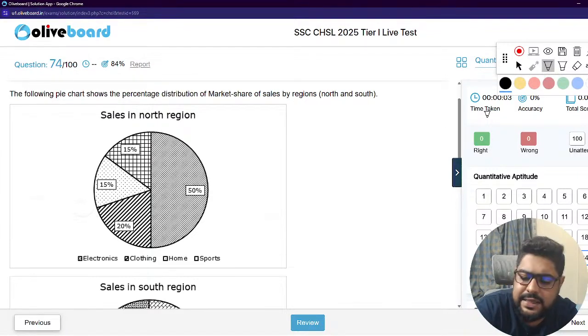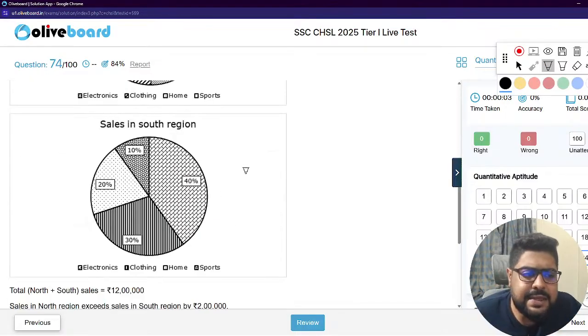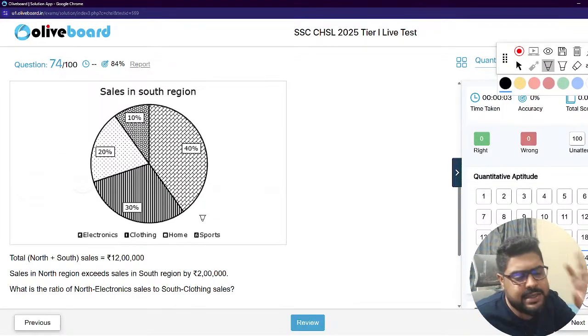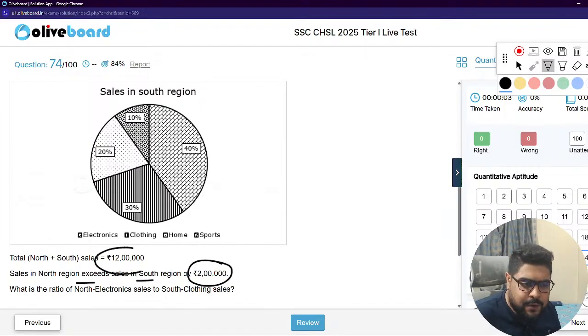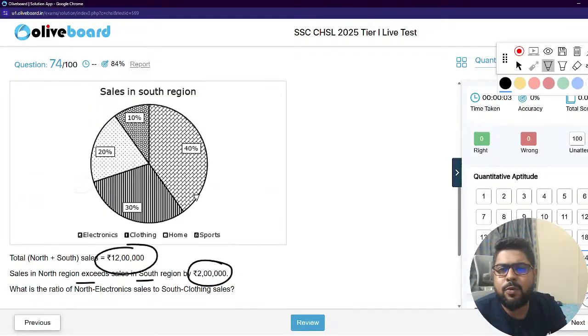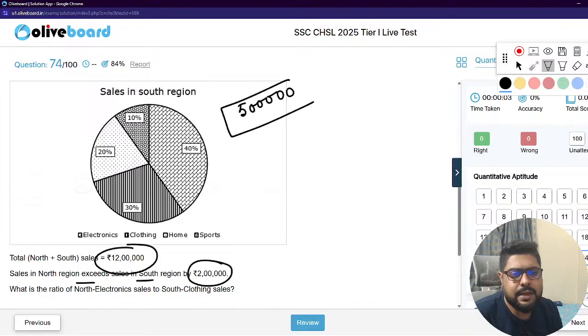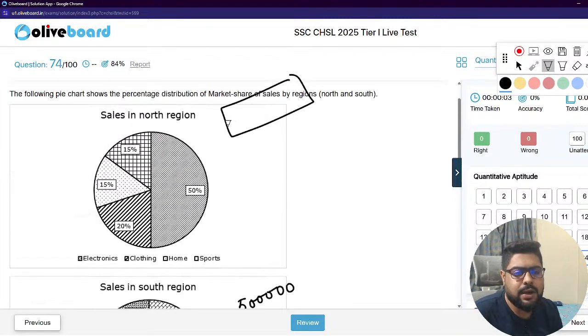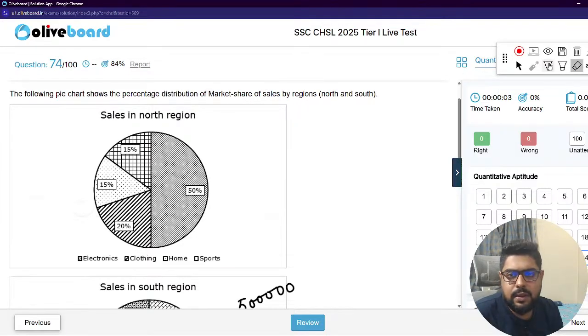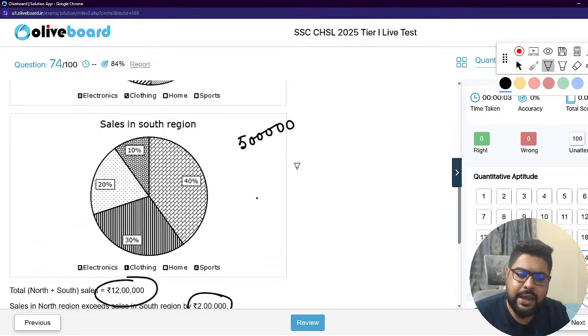Sales in north region is given. Sales in south region is also given. Total sales is given. Sales of north region exceeds south by 2 lakhs. So halve the 12, sir. And the north will be more, south will be less. So 6 minus this is 5 lakhs. 5 zeros. 2 3 5 3 to 5 is, and that will be sir 7 lakhs. Why is this coming here? This will be sir 7 lakhs, 700,000. Okay, that's done.